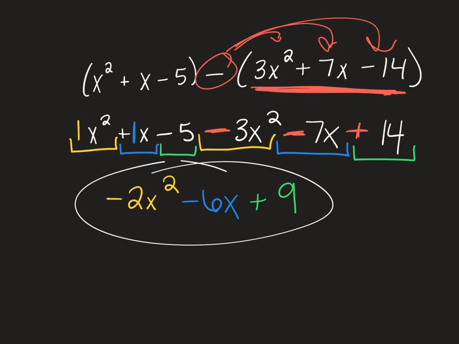So the combining like terms part stays the same. We didn't change any exponents because we're subtracting our polynomials. The only thing that changes is the coefficients, which are the numbers in front of the variable.